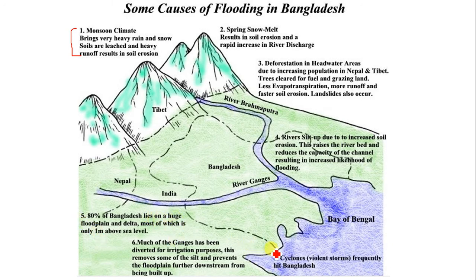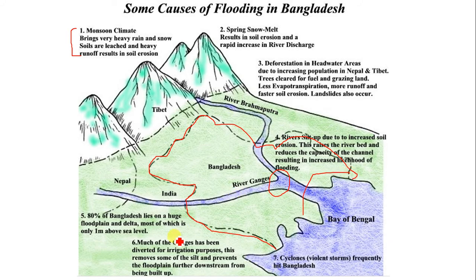So 80% of Bangladesh lies on a huge floodplain. So if this is the watershed, which is an area that separates two drainage basins, so if this is the landmark, it forms the watershed of Bangladesh. You find out that the whole of Bangladesh falls along a floodplain. We also have a confluence here, and also a delta is somewhere here. All these have led to high amount of flooding within this area.